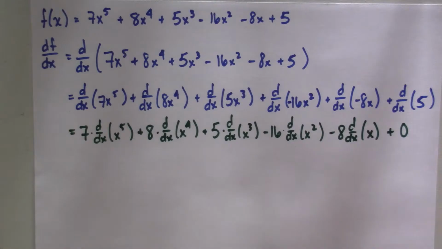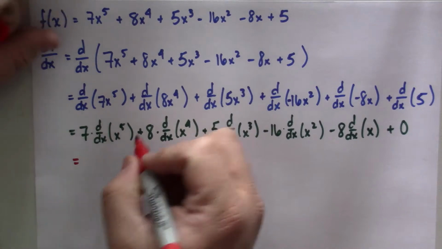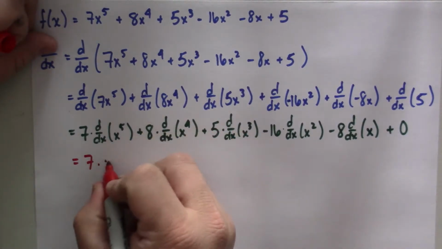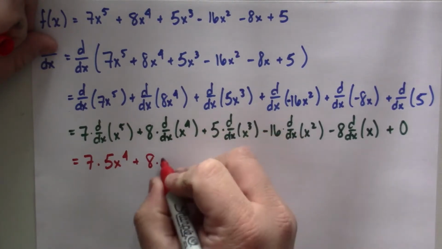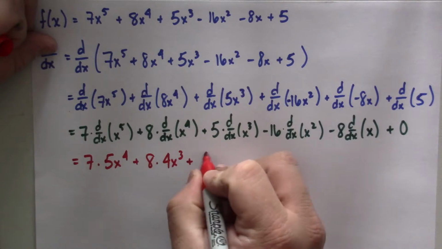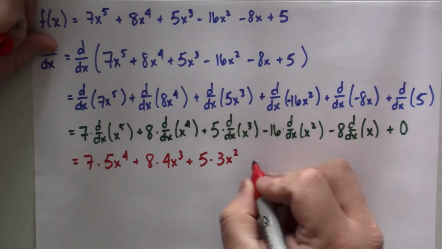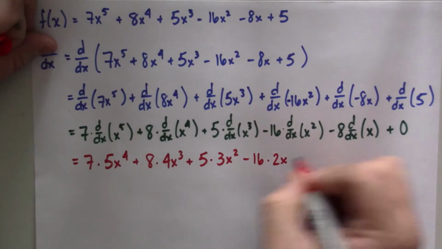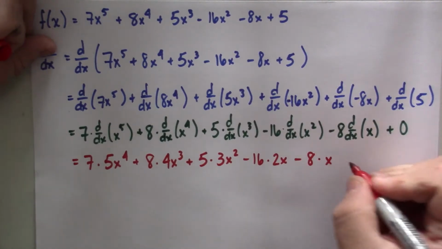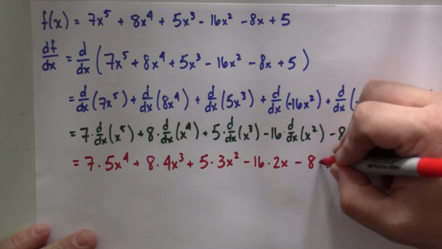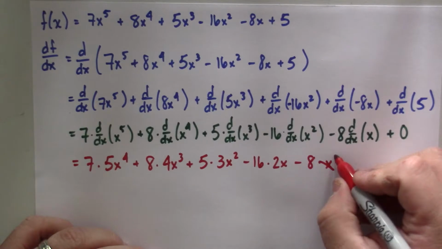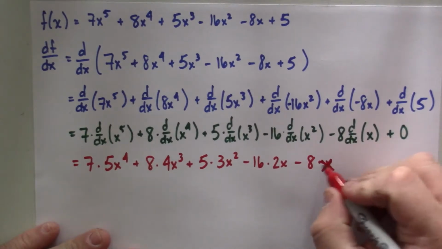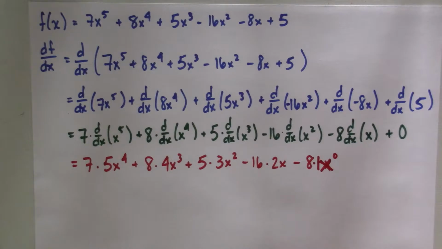Now, chain rule, or not chain rule, Lord, that one's coming. Power rule. The derivative of x to the 5th, 7 times 5x to the 4th, plus 8 times 4x cubed, plus 5 times 3x squared, minus 16 times 2x, minus 8 times, that's 0, or that's 1. Because that is now x to the 0, which is 1. So let's actually write this. That's times 1, x to the 0.